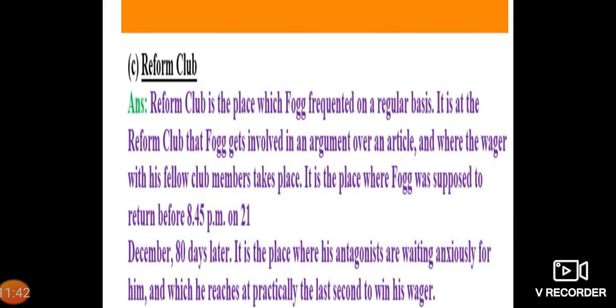Reform Club. Reform Club is a place which Fogg frequented on a regular basis. It is at the Reform Club that Fogg gets involved in an argument over an article and where the wager with his fellow club members takes place. It is a place where Fogg was supposed to return before 8:45 p.m. on 21st December, 80 days later. It is the place where his antagonists are waiting anxiously for him and which he reaches at practically the last second to win his wager.